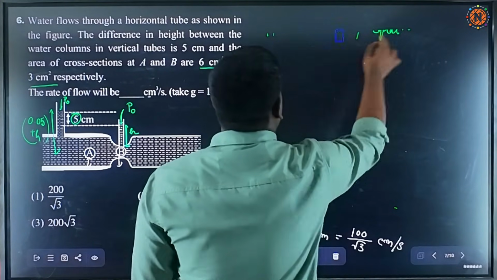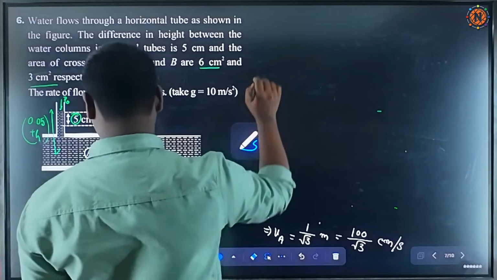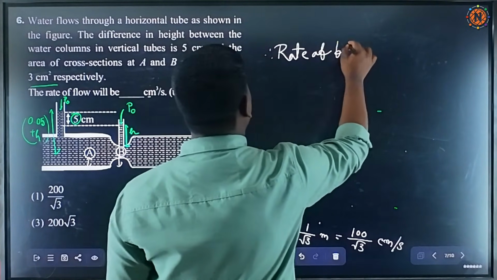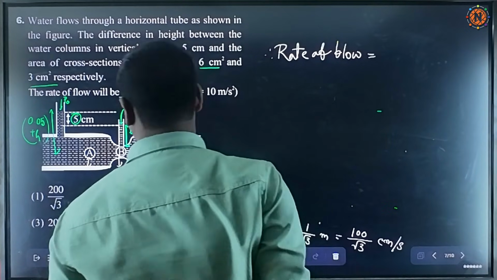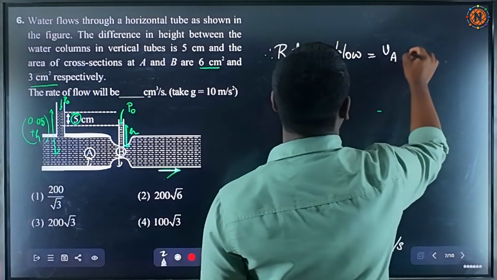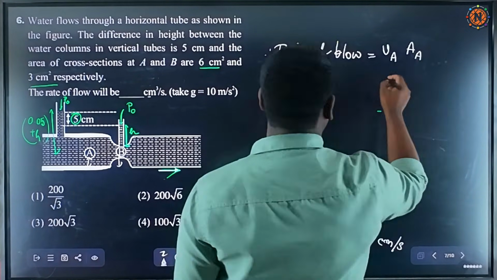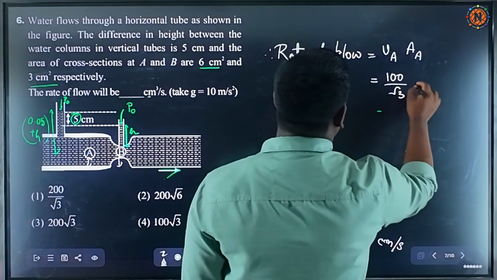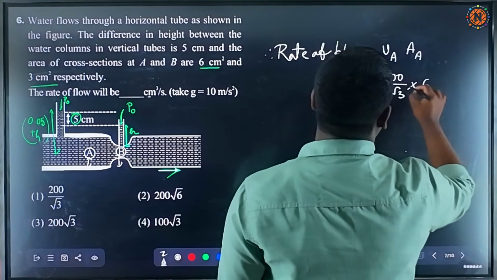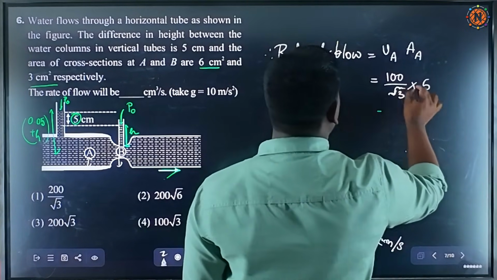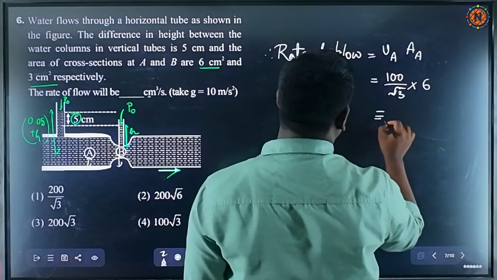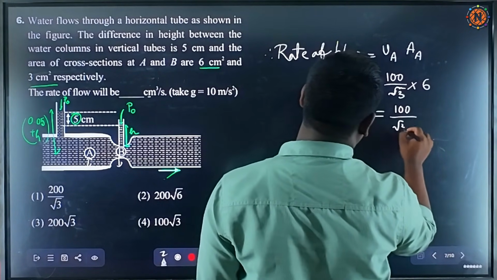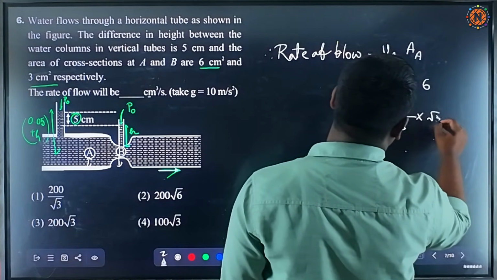Okay, therefore the rate of flow we are finding at point A, so that will be VA into AA, or AA VA, whatever. So VA is 100 by root 3 and A is given as 6, and all are in centimeter square. Okay, so that will be how much? That will be 100 by root 3 and 6.